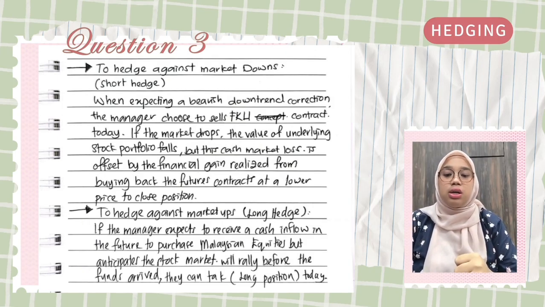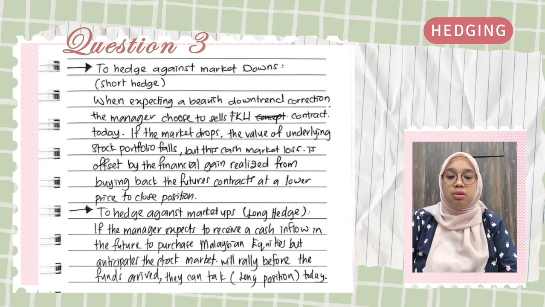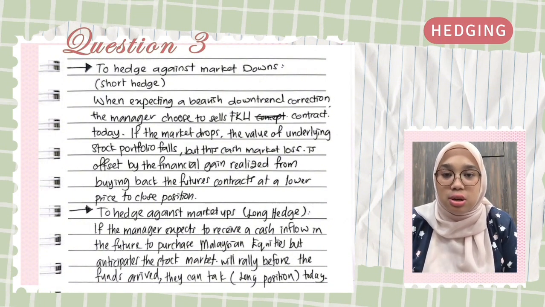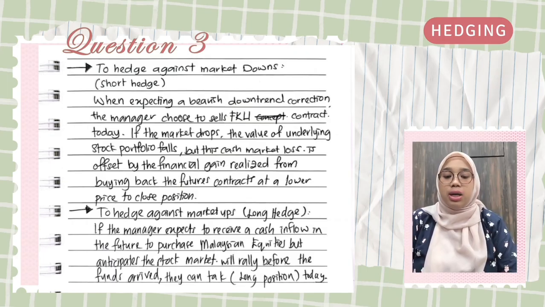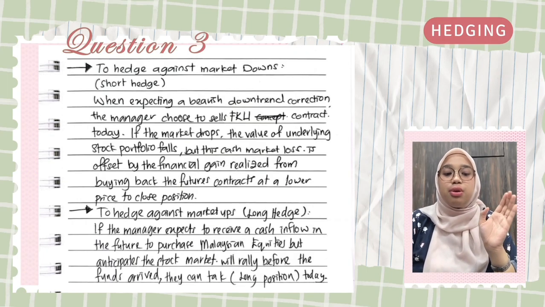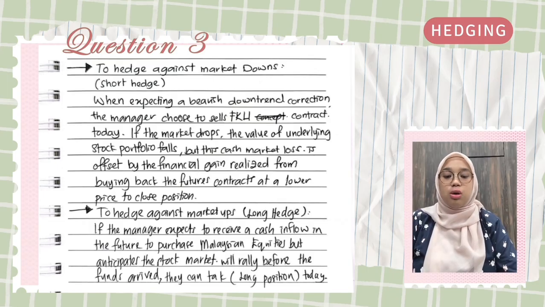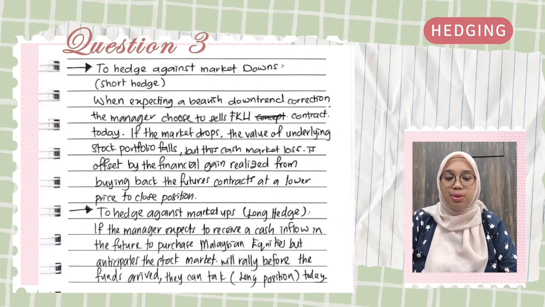Imagine you are waiting for a large cash inflow to buy stocks next month, but you are worried that the market will get too expensive before your money arrives. To fix that, you can buy futures contracts today. If the market jumps, the profit you make from your futures contract will offset the higher cost of buying the physical stocks later. By using these two tools, we can keep our portfolio stable and protected.